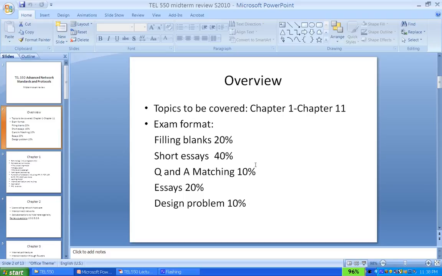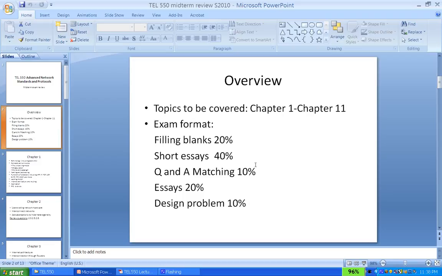Also, we will have short essay questions, which means that we will have certain technical terms, and you need to give a brief explanation of the definition and terminology. Also, we have question and answer matching, where one column is the questions and another column is the answers. There will be matching between these two.